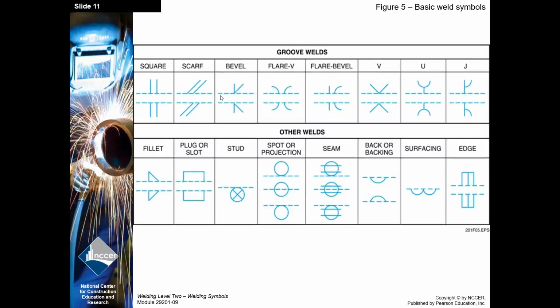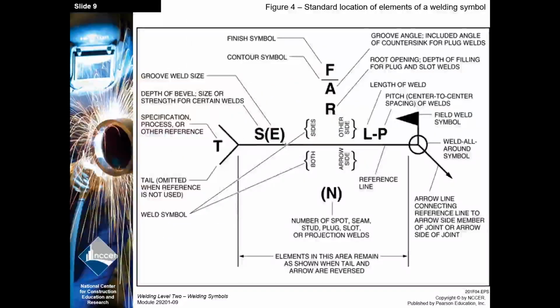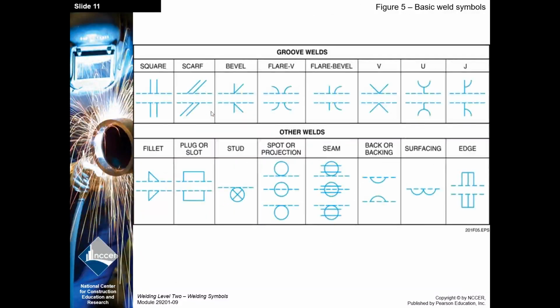Groove weld, so these are the types of pictures you're going to see, again, above or below the reference line. You're going to see these types of symbols, all right? So if they're 2 parallel lines, square; a scarf; 2 diagonal lines, a bevel; a flare V, flare bevel, V, U, J, all the bevels we've talked about before. Some other welds, a fillet is a triangle. Notice on the triangle, the perpendicular leg is always on the left. The hypotenuse is always facing the right, okay? Plug and slot, stud, spot or projection.